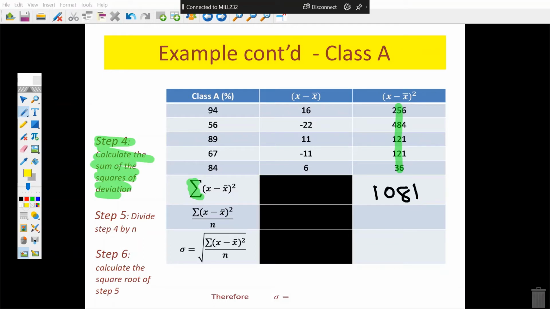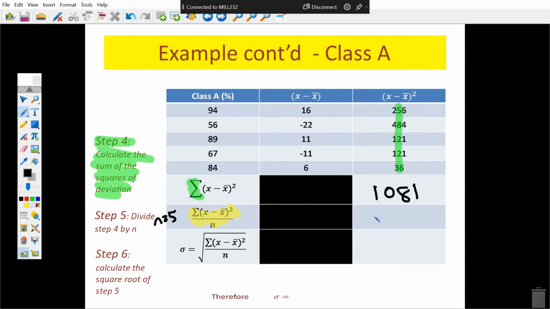Step 5. Step 5 is to divide by n. We're going to divide the number in step 4 by n. N is the number of test marks. In this case, n was 5, right? N equals 5. So we're going to go 1,081 divided by 5.